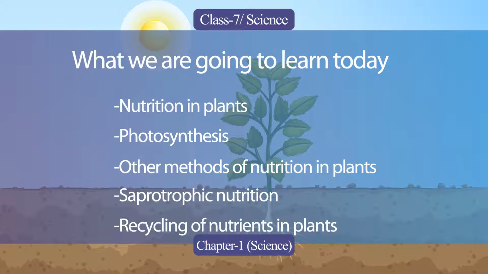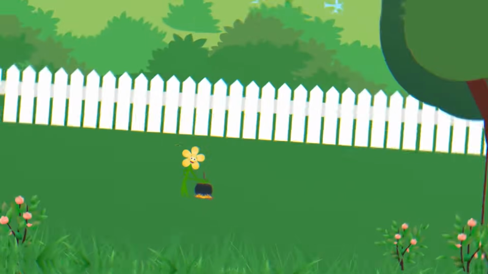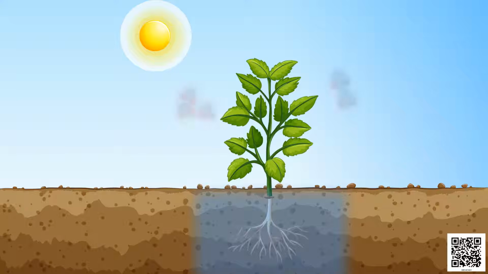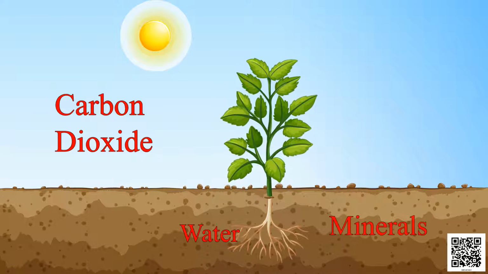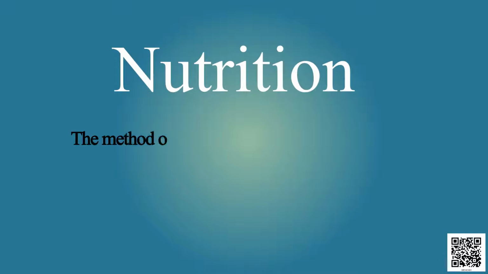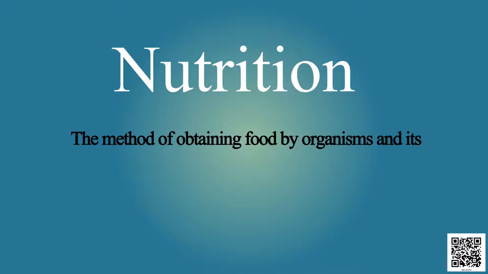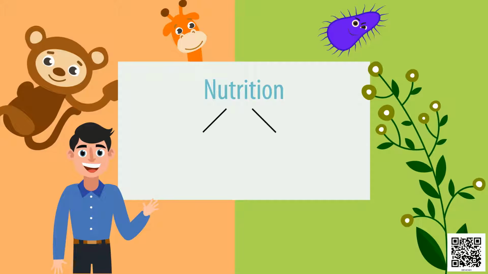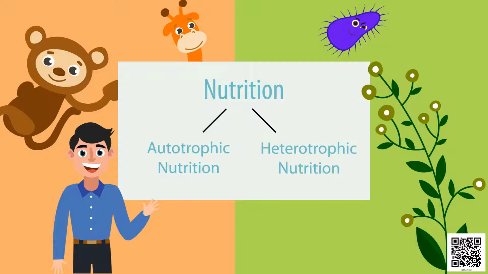First of all, we will study about method of nutrition in plants. Plants are the only organisms which can prepare their food with water, carbon dioxide and minerals. Before knowing the method of nutrition, we should know what is nutrition. The method of obtaining food by organisms and its utilization is called nutrition. Nutrition is of two types: autotrophic nutrition, heterotrophic nutrition.